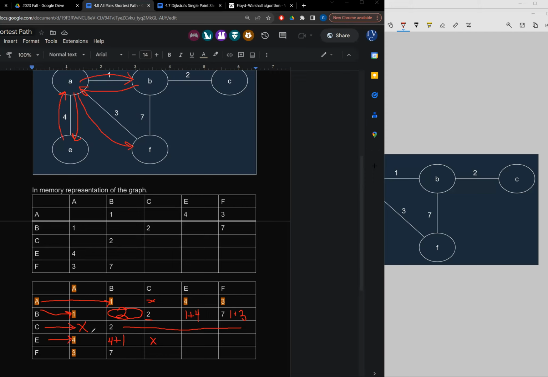That's a good question. So E, getting to E, via A, 4, and then back, right? A round trip. And then E to F, right? E to A for 4, A to F for 3. 7's better than no path at all. Next up we have F. F can go to A for 3.